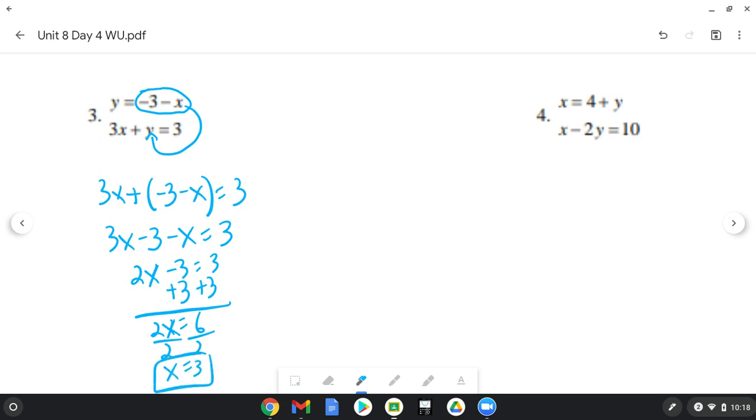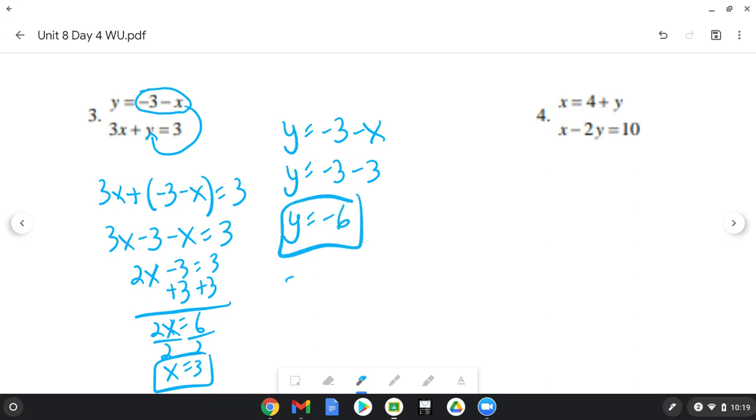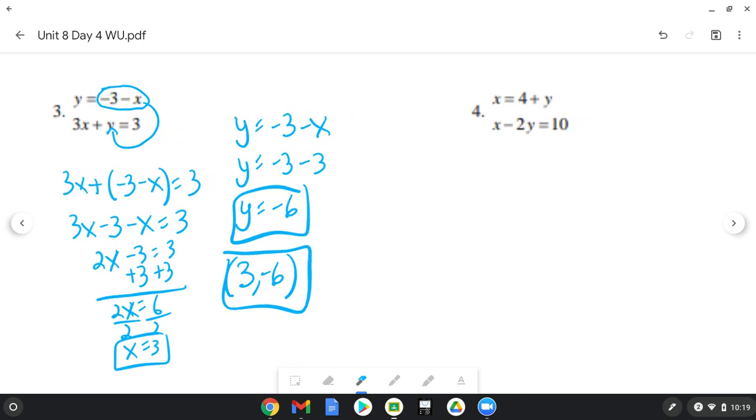So that's half my battle. I found half of it. The other half would be plugging it into what I circled. So I'm going to plug in that x equals 3 into the circled equation and get negative 6. So now my answer is 3 comma negative 6 in the end. And I'm done. And then the last one we're going to do is number 4.